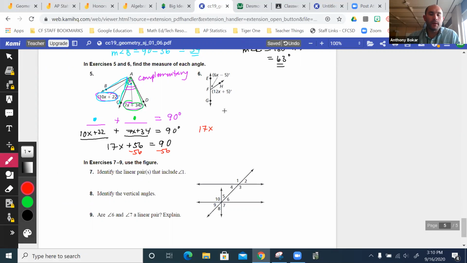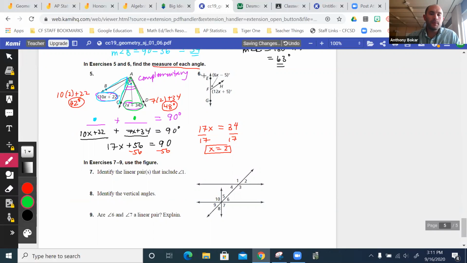This might be the one we do. We might not do the other one, but I'll set it up. 90 minus 56 is 34. And when you divide by 17, you get x equals 2, which is great, but it says find the measure of each angle. So you have to take 2 and substitute it back into these expressions. 10 times 2 plus 22, that's 20 plus 22, which is 42 degrees. That's the one angle. And if I take 7 times 2 plus 34, that's 14 plus 34, I get 48 degrees. So the two angles we were missing are 42 and 48.